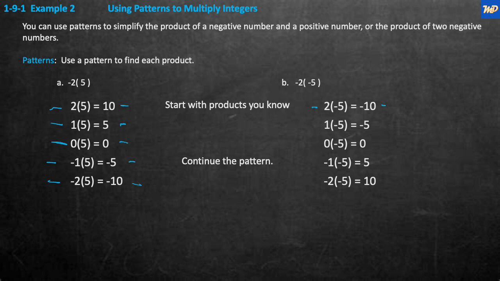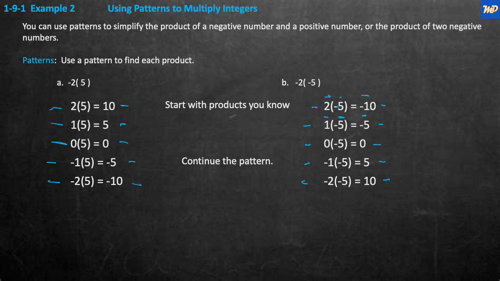Then we start counting down. So 1 times negative 5 is negative 5. 0 times negative 5 is 0. And then negative 1 times negative 5, the pattern shows us going back up again. So now it's positive. Negative 2 times negative 5 is equal to 10. And if you look at this, you see a negative and a positive make a negative.